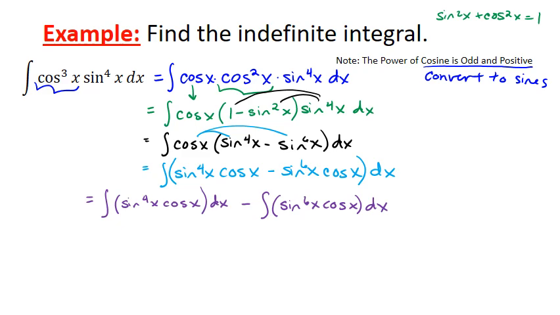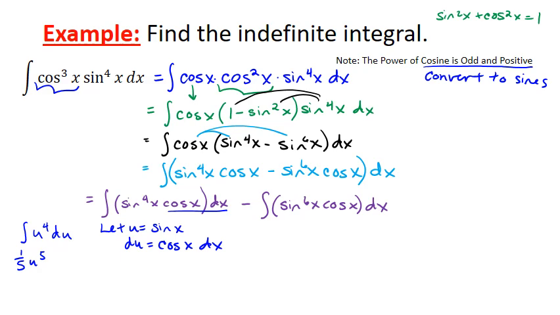And now we just integrate these. And what's nice about this is that I can use a u substitution like I showed you back in the beginning. So here I'm going to let u equal sine of x. So if u is sine of x, then du is cosine of x dx, which we have. So when I integrate this, this is really u to the 4th power du, which is 1/5 u to the 5th. We do the exact same thing over here.